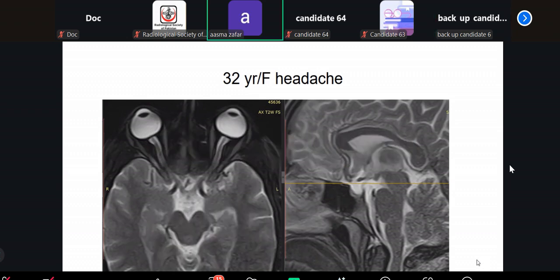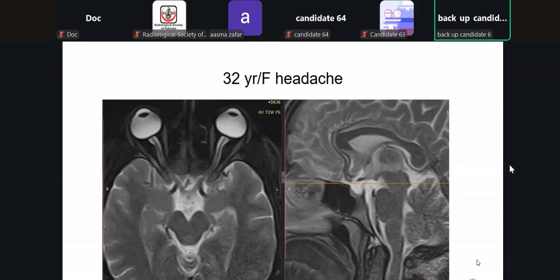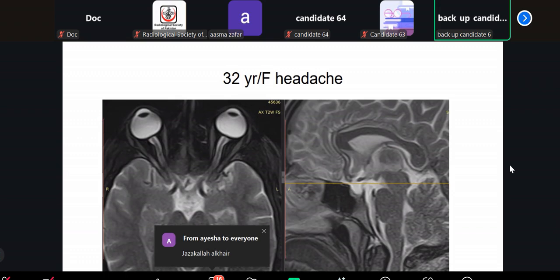Sorry. Okay, these are two images of the axial and sagittal T2 weighted MRI brain of a 32-year-old female who presented with headache. I can appreciate enlargement and prominence of the subarachnoid space surrounding the bilateral optic nerves, along with flattening of the posterior aspect of the sclera.